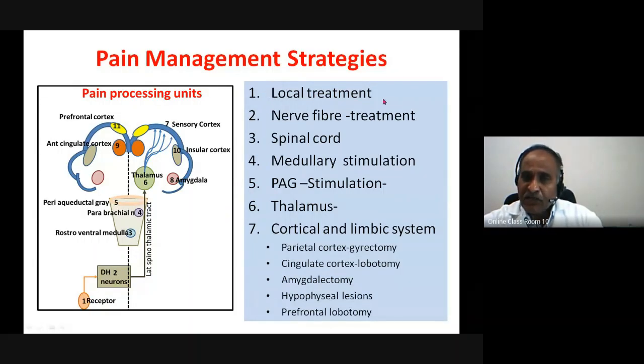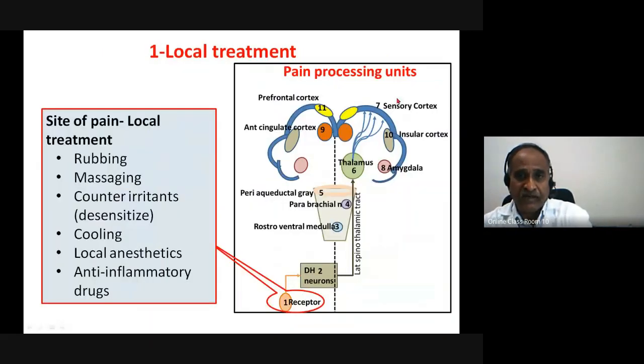The local treatment is one area, the nerve is the second area, the spinal cord is the third area, medullary and periaqueductal is the fourth area, and thalamocortical is the fifth area. That is how we can divide the pain management strategies primarily into 5 different areas. Now, what happens at the local level, at the receptor where there is a cut or an injury or inflammation? How do we manage this pain, or what is the treatment for that pain?